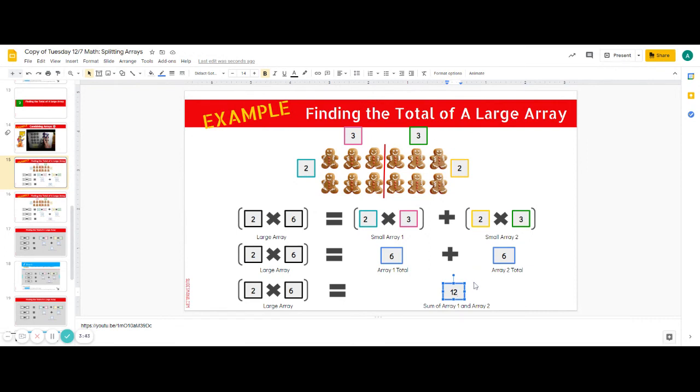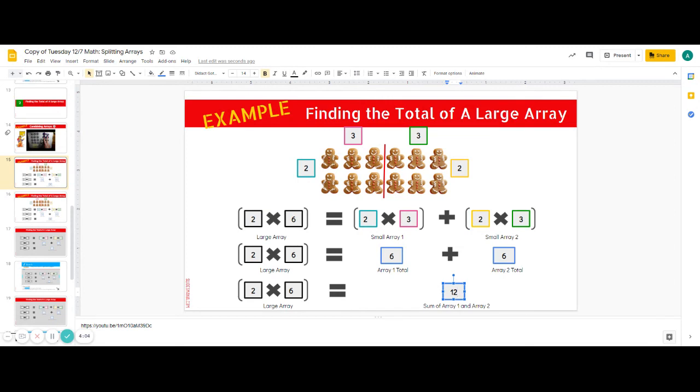Notice how splitting it into 2 equal small arrays makes the job easier. Instead of skip counting by 2 6 times, 2, 4, 6, 8, 10, 12. If you cut it right down the middle, 2 times 3 is 6, double that is 12. You can do it in your head.